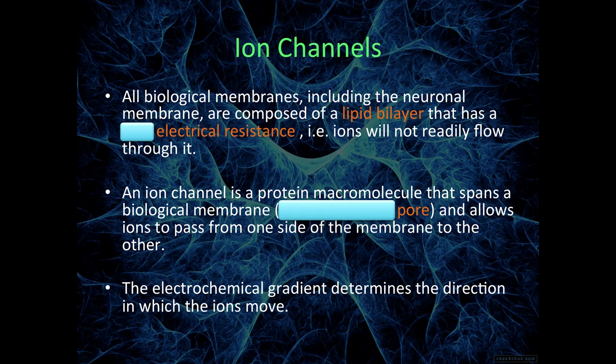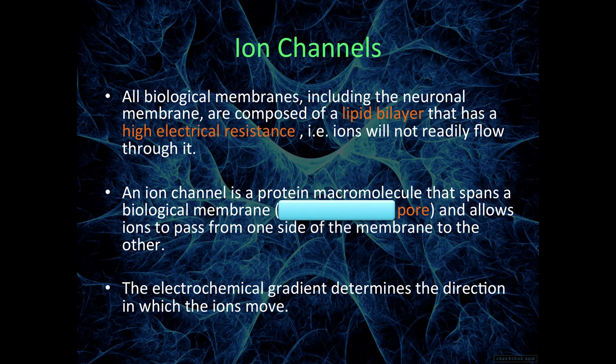So we're saying ion channels. All biological membranes, including the neuronal membrane, are composed of a lipid bilayer that has an electrical resistance. That is, ions will not really flow through it. So the key thing is, what do you think? It's a choice between, is it high electrical resistance or is it low electrical resistance? So if you said high electrical resistance, you'll be correct. An ion channel is a protein macromolecule that spans a biological membrane. And we call it a certain type of pore. Alright, and the key thing here is that it's a protein that is spanning the whole membrane.